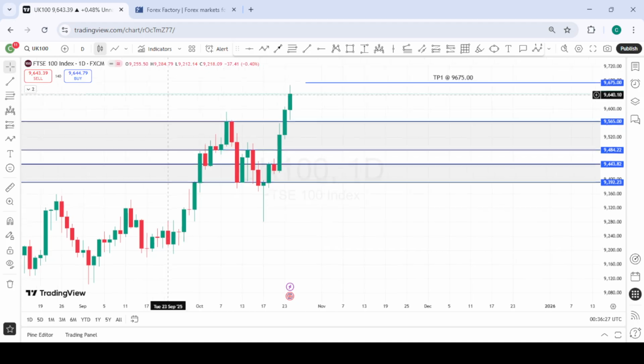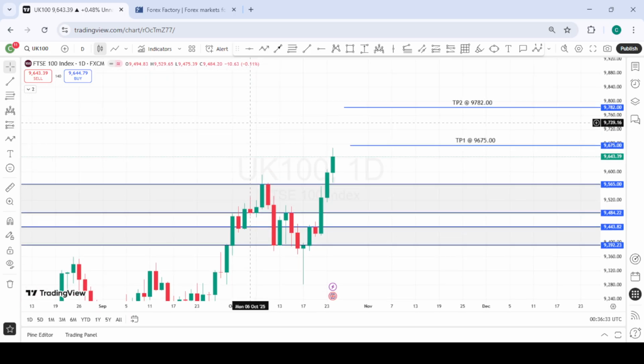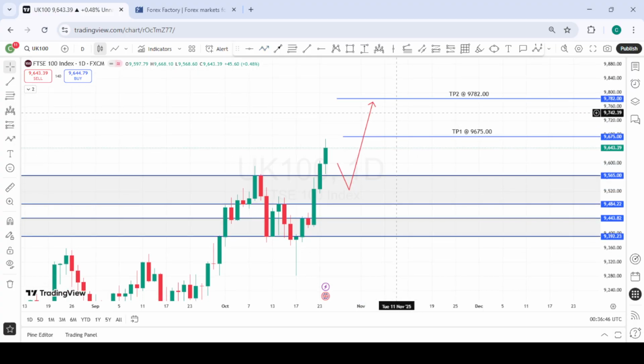We also have here the FTSE 100 or the UK 100, which is also extremely bullish now. For the coming week, we'll be expecting price to give us a pullback into this area of interest to give us buying opportunities to the upside, to take this as our first TP and our second TP above. So we are very bullish on UK 100.